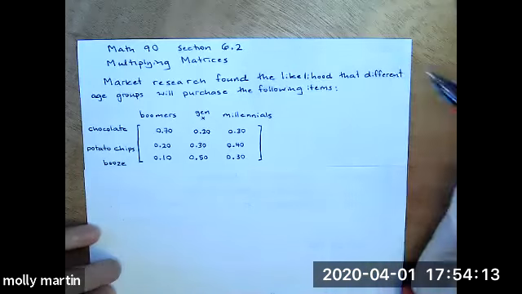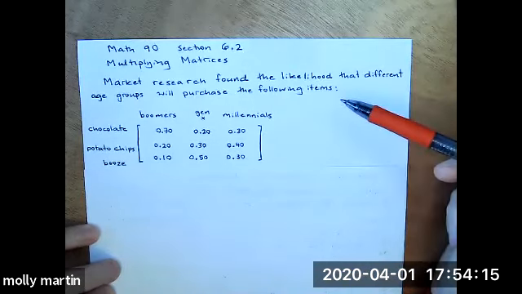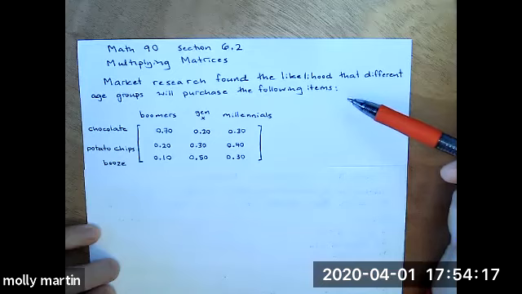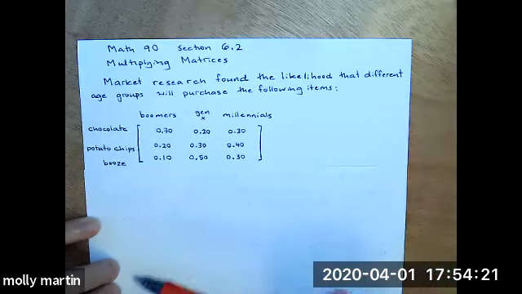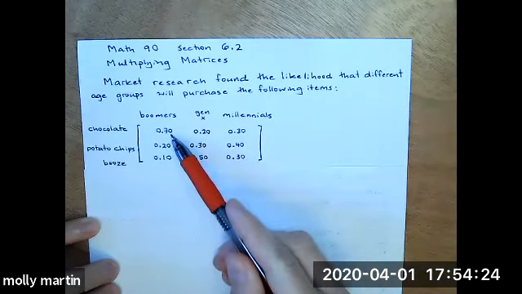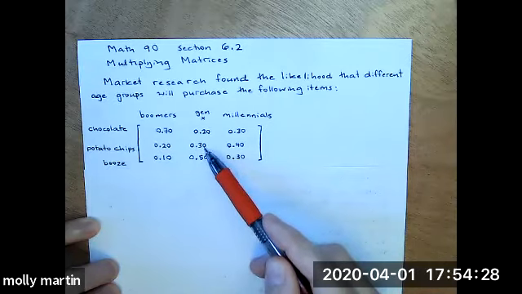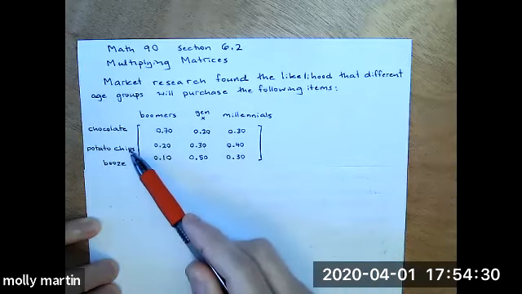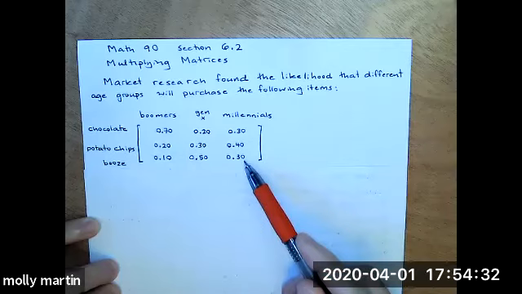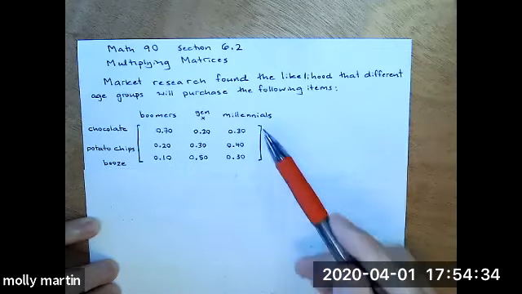Multiplying matrices. Market research found the likelihood that different age groups will purchase the following items. So for example, 70% of the boomers purchased chocolate, 30% of Gen X bought potato chips, 30% of millennials bought booze.